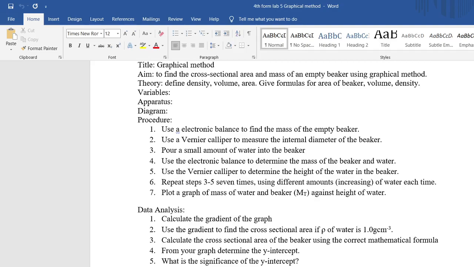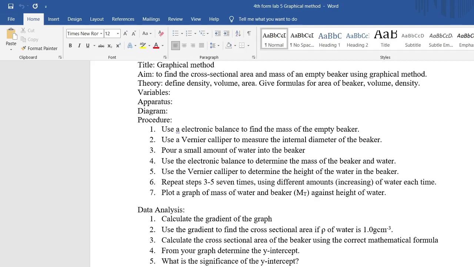We need a graph. That's important. This is an analysis and interpretation lab. Therefore, our aim is to find the cross-sectional area of an empty beaker and also find its mass using the graphical method. One important thing, video one looked at the procedure.